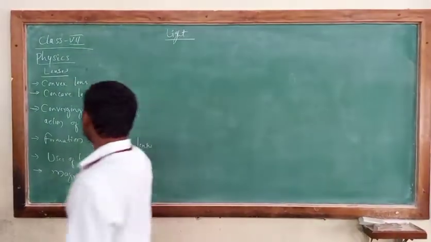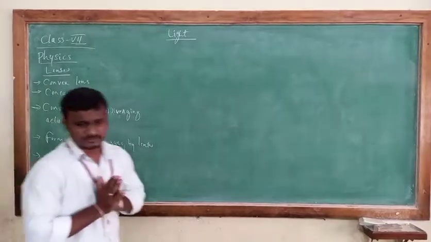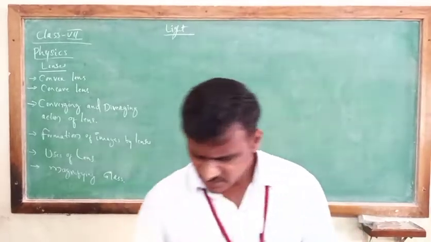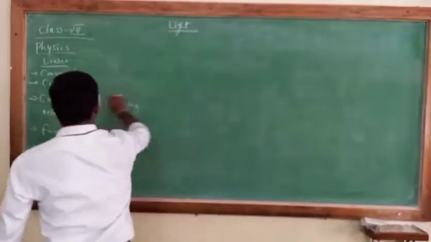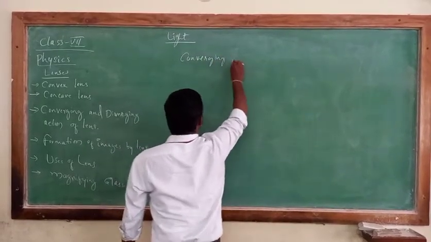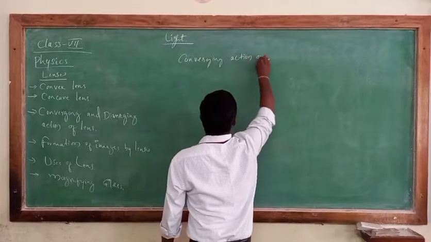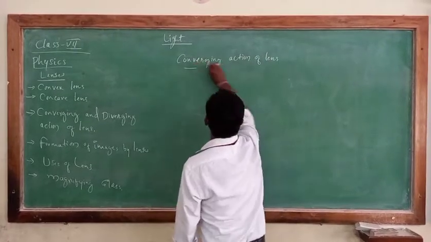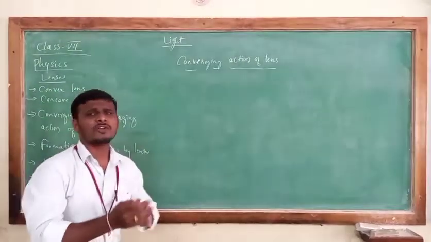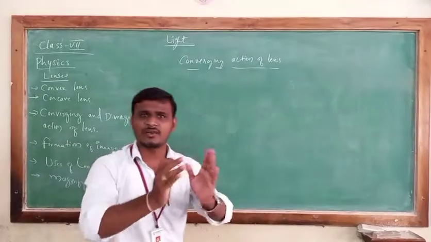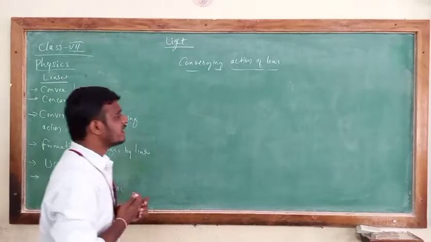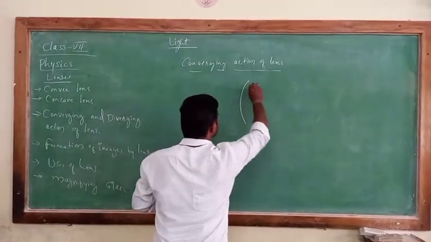Now, the converging and diverging action of lenses. First thing, the converging action of lens. Normally I have told you that the convex lens is also called a converging lens. Convex lens is also called what? A converging lens.